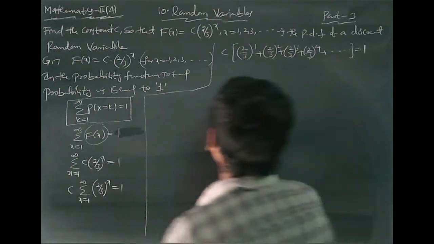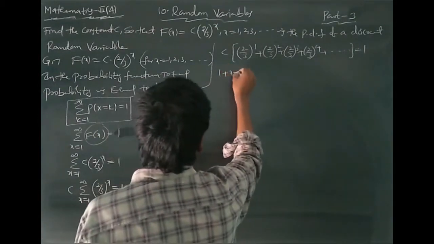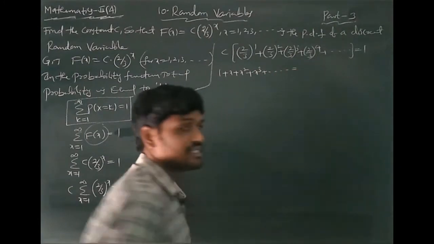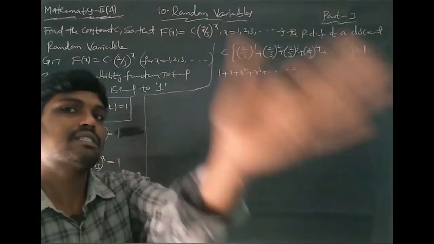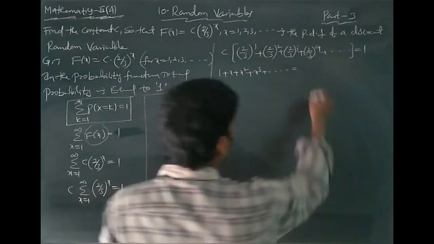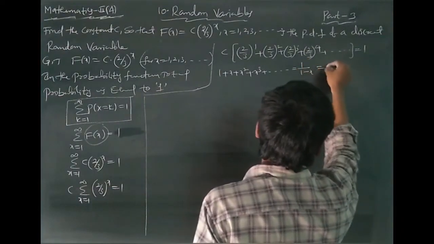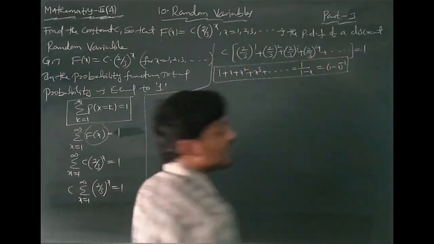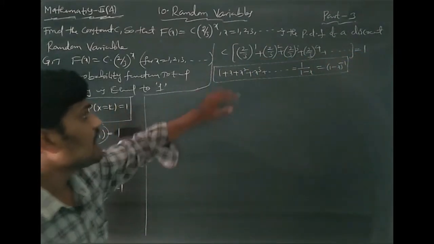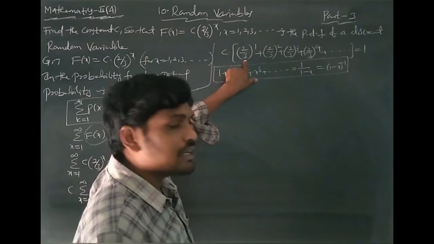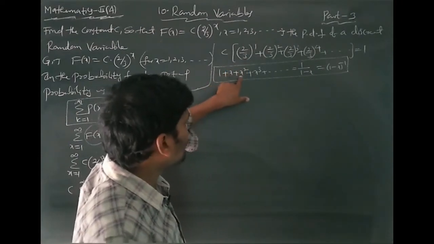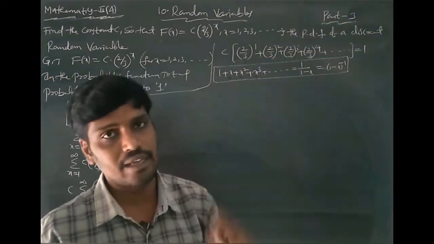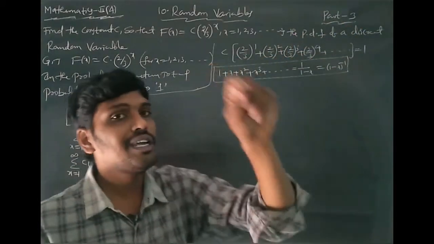After that, you know one formula: 1 plus x plus x square plus x cube and so on equals 1 by 1 minus x, or (1 minus x) whole power minus 1. You can write either one of these two. In this formula, suppose I take x value as 2/3. Then 1 plus 2/3 plus (2/3)^2 plus (2/3)^3 and so on is there. But the first term 1 is not there.